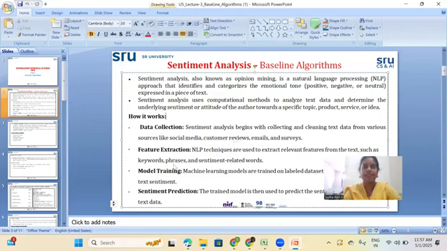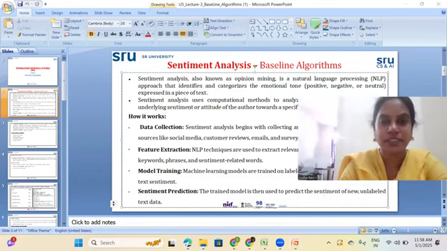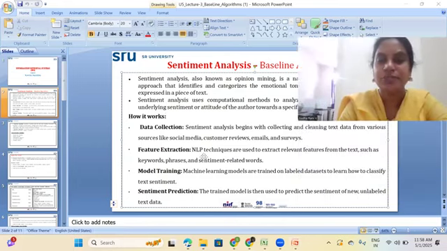Next is feature extraction. After the data collection, NLP techniques are used to extract relevant features from the text, such as keywords, phrases, and sentiment-related words. Next, model training: machine learning models are trained on labeled datasets to learn how to classify text. Then sentiment prediction: the trained model is used to predict the sentiment of new and unlabeled data.